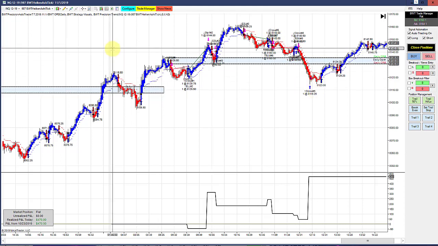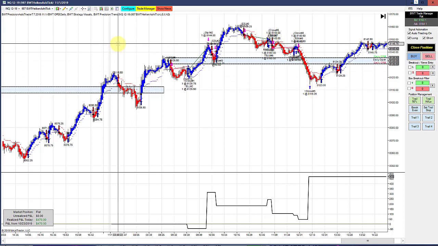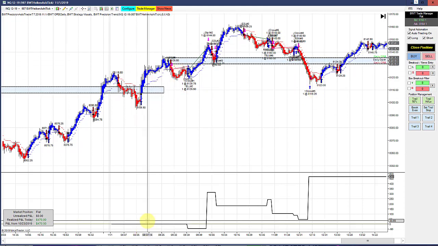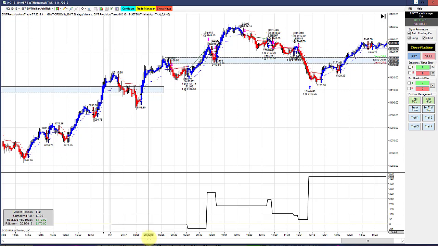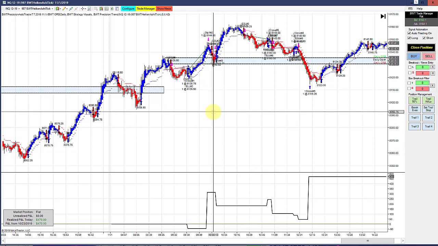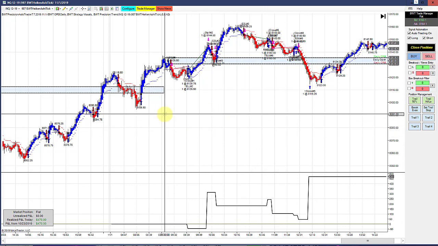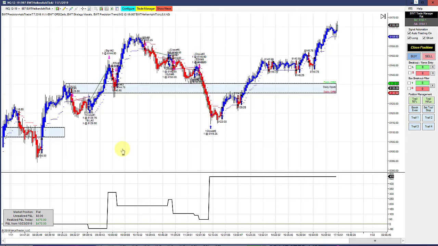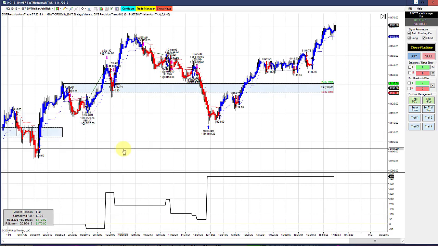Now, keep in mind that market structure is also related to the time frame you're in. So sometimes you may have to step back in time frame to see the bigger picture. But in this context, this is a 987 tick chart, and this is pretty good for day trading the NASDAQ.